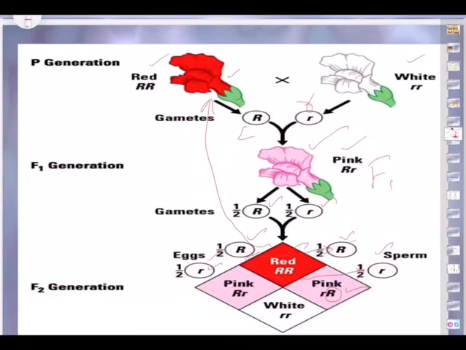So capital R, small r, because of incomplete dominance of this capital R, results in pink flower. Similarly, this gamete combines with this, capital R, small r. Again, incomplete dominance, pink flower. And this gamete, small r, combines with this small r, resulting in small r, small r, you get white because it is recessive. So what is the phenotypic ratio and genotypic ratio?